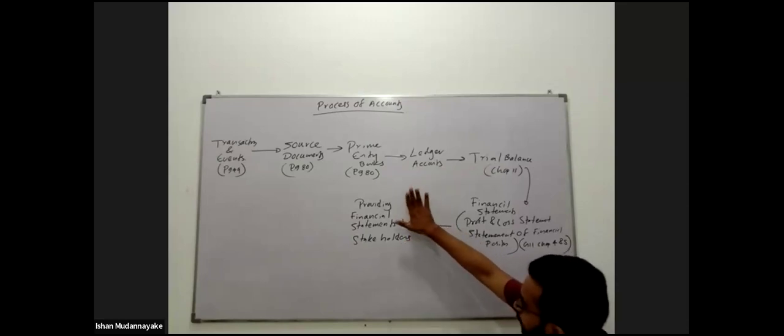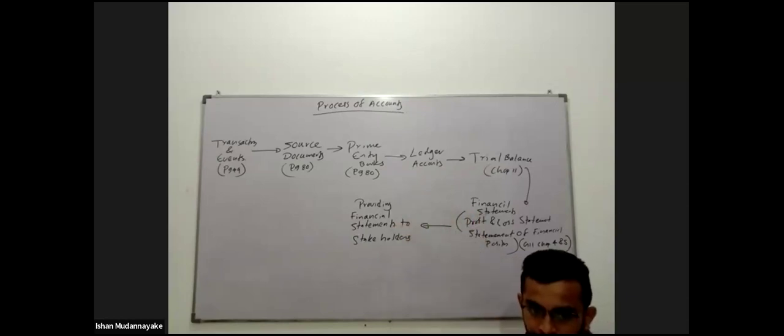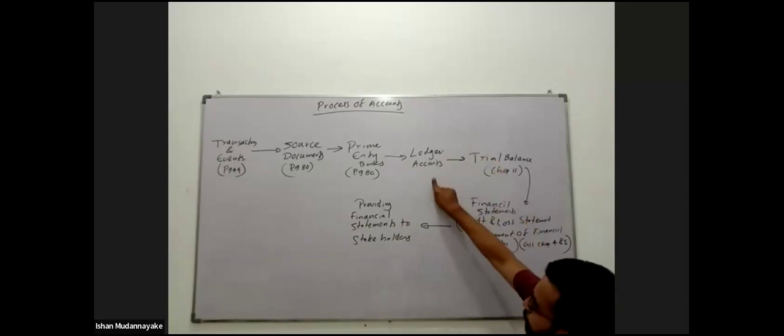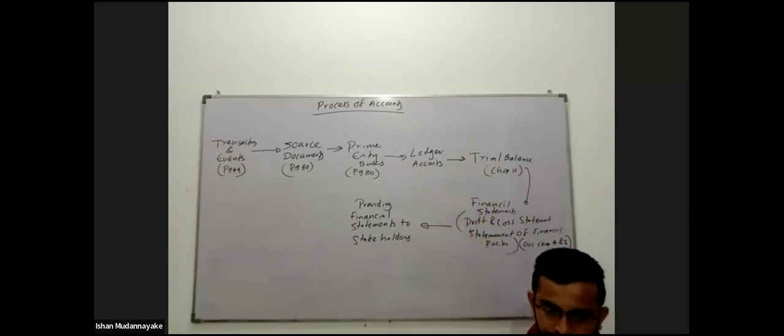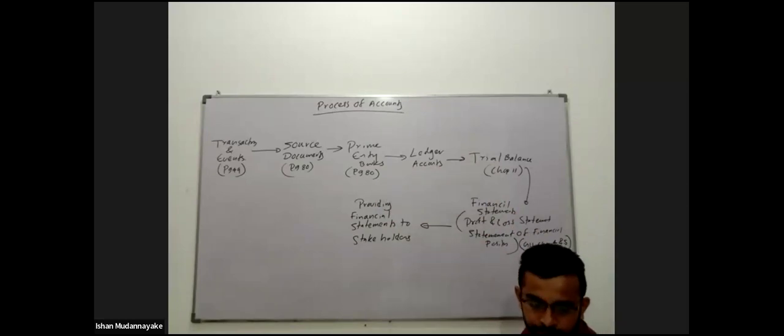Nilamai, to provide information to stakeholders, you need to prepare financial statements. But before preparing financial statements, you need to prepare a trial balance. Before that, ledger accounts. Before that, primary books. Then accounting is a process of providing financial information to stakeholders.